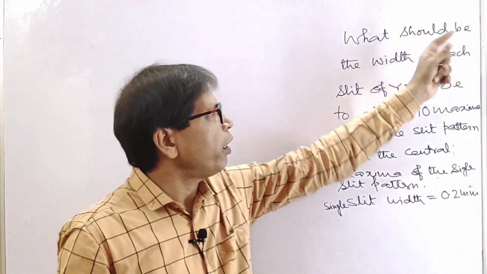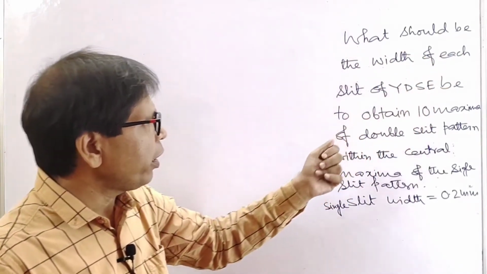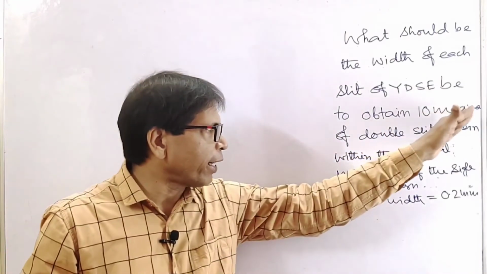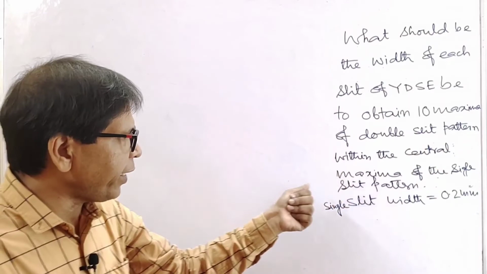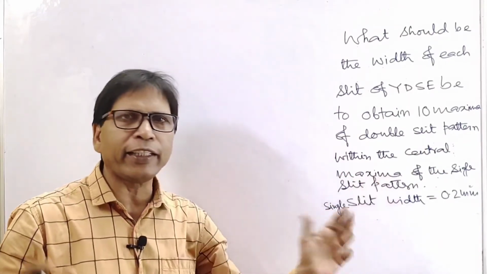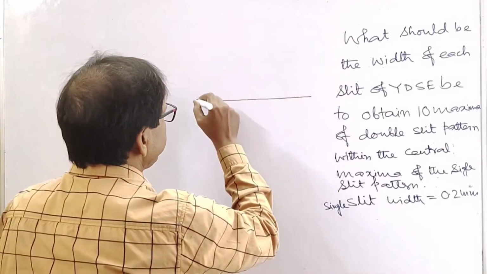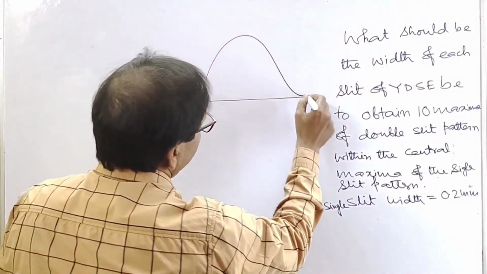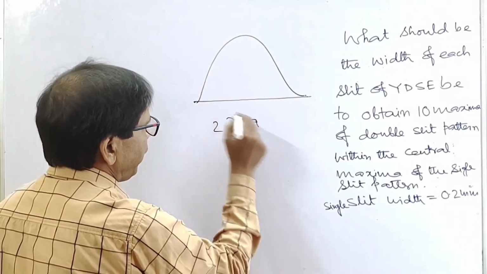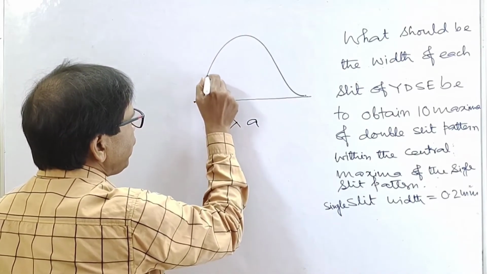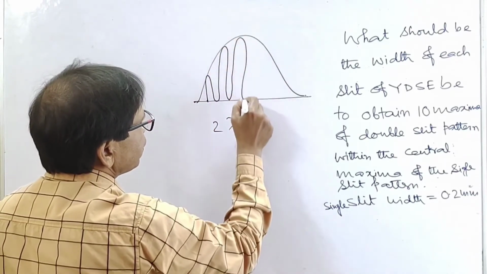What should be the width of each slit of YDSE to obtain 10 maxima of the double slit pattern within the central maxima of the single slit pattern? Now look at this. Suppose this is the central maxima. Its angular width is 2λ/a. If 10 maxima are obtained here, look at this, the figure is like this.